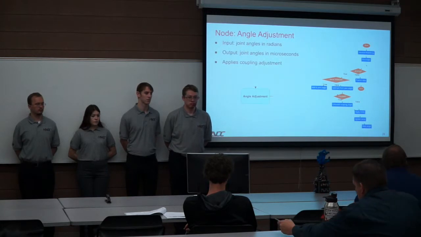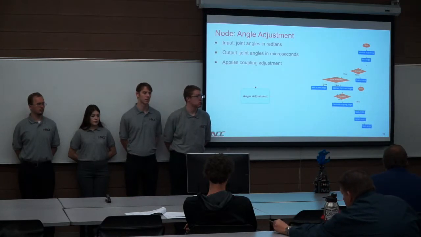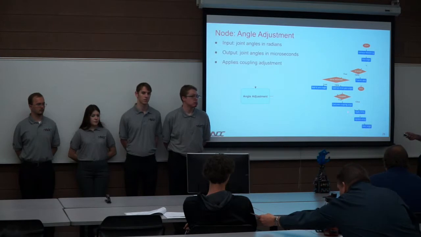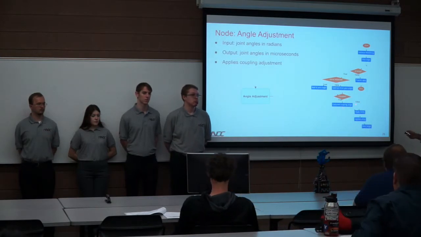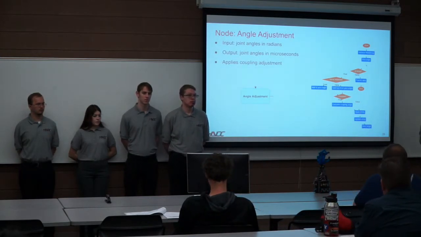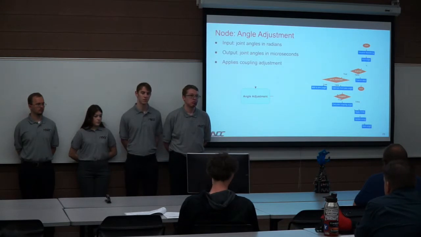Then we test if the joint is coupled. If it is, we'll apply our coupling calculation. And if it's not, then we'll apply our limits to that, update our array, and then publish our data.